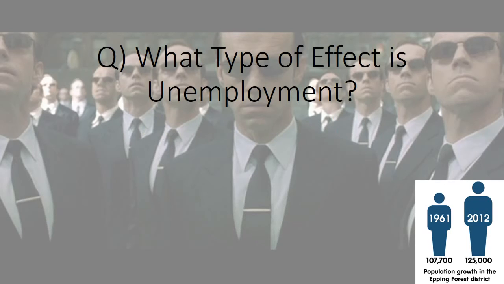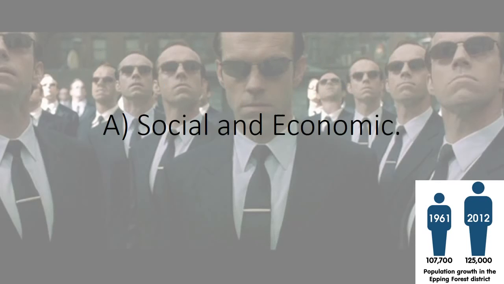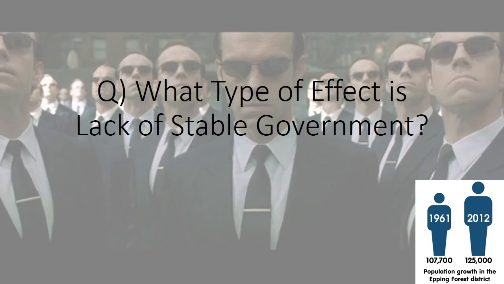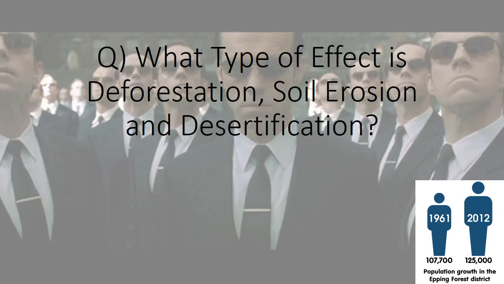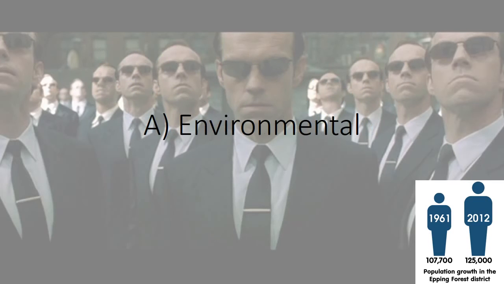What type of effect is unemployment? Social and economic. What type of effect is lack of stable government? Political. What type of effect is deforestation, soil erosion, and desertification? Environmental.